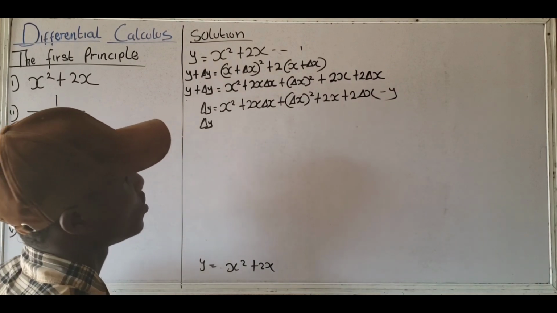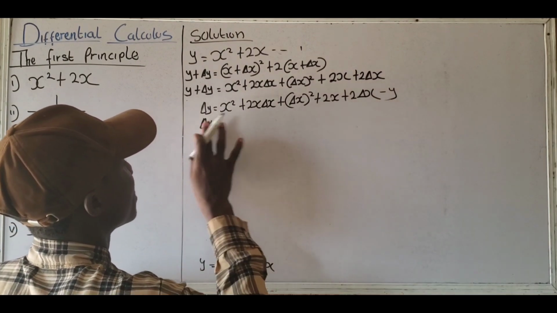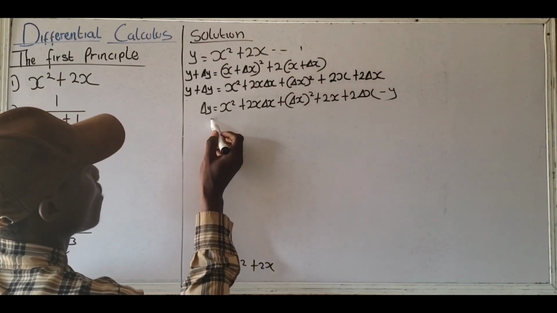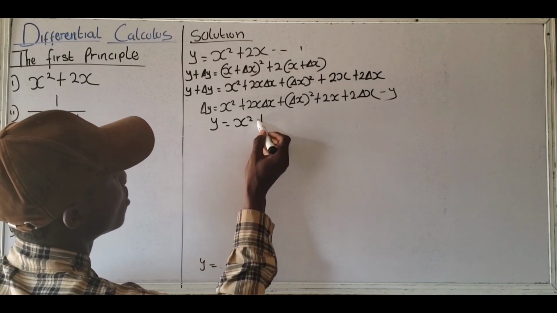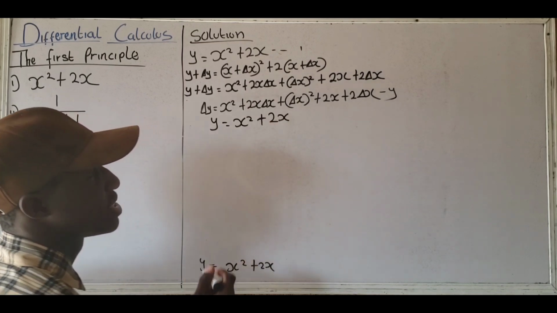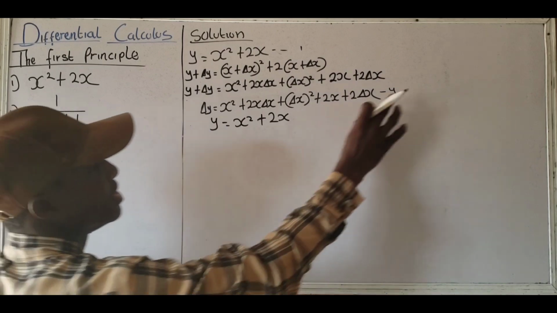The next step is that you have to substitute the value of y. Don't forget that from equation 1, the value of y is what? y equals x squared plus 2x, you understand? Now, the next step is that you have to substitute the value of y into this, okay?